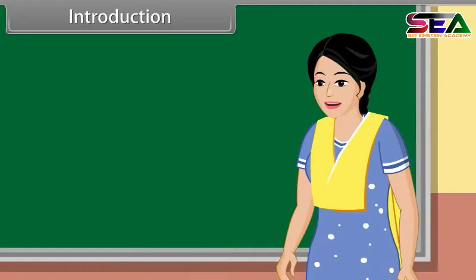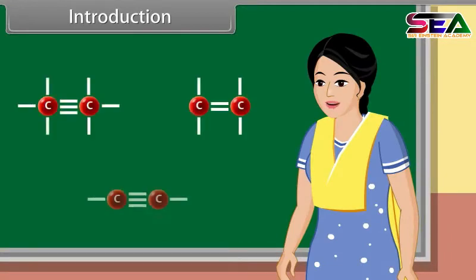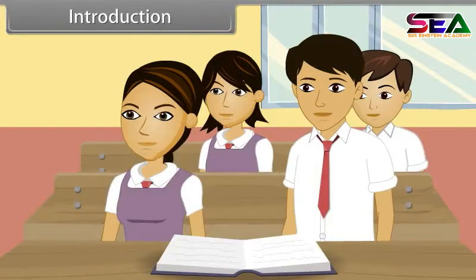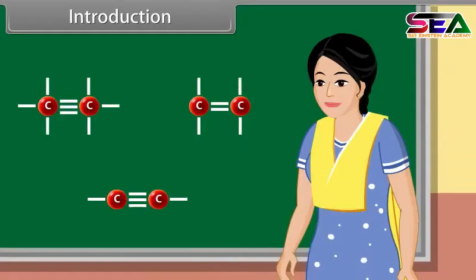The carbon-carbon atoms are attached by single bond, double bond or triple bond, and the functional group present on the organic compound decides its chemical nature. Teacher, what is functional group? It is a group of atoms in an organic compound responsible for the chemical reactions of that compound. In this lesson, you will learn organic chemistry and some basic principles.